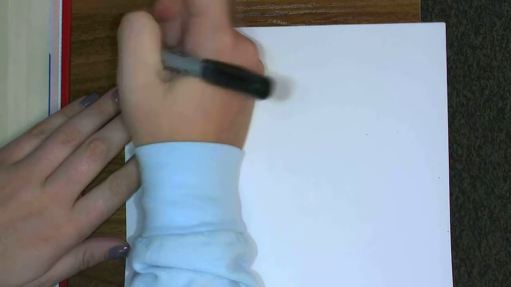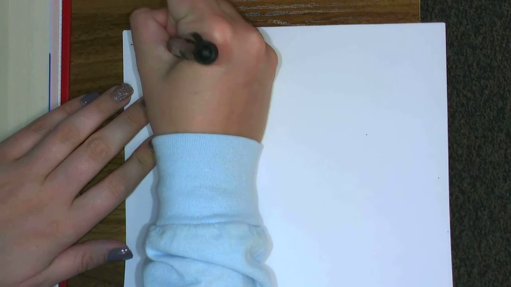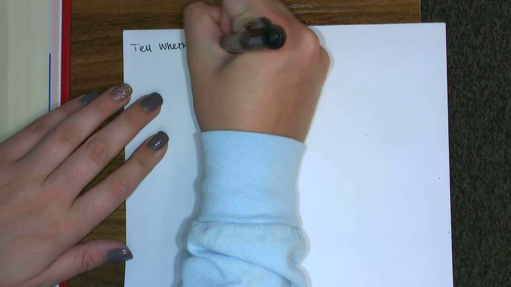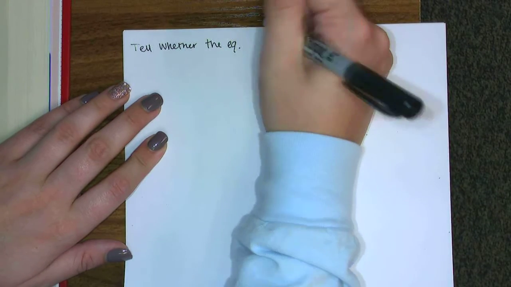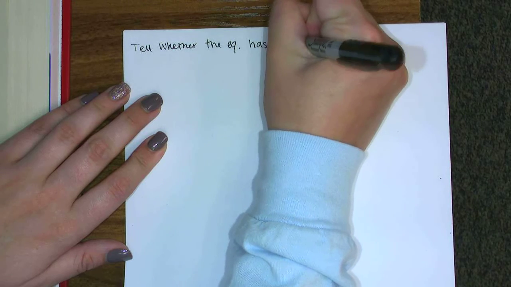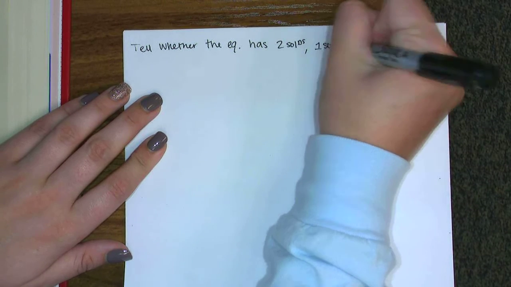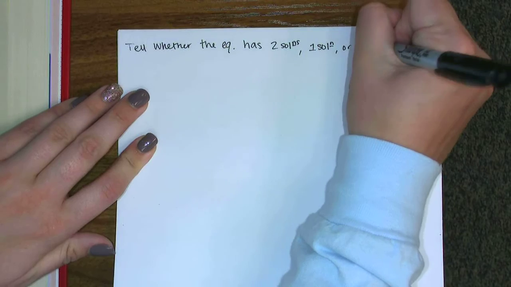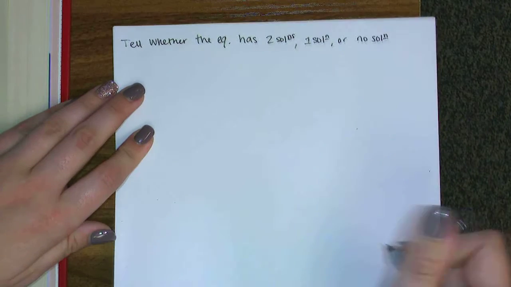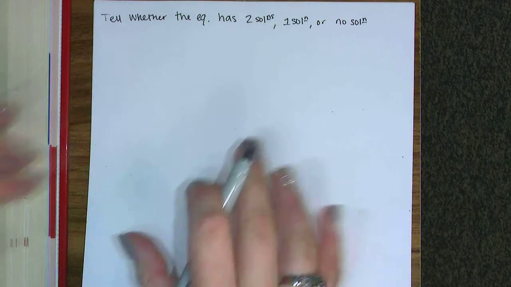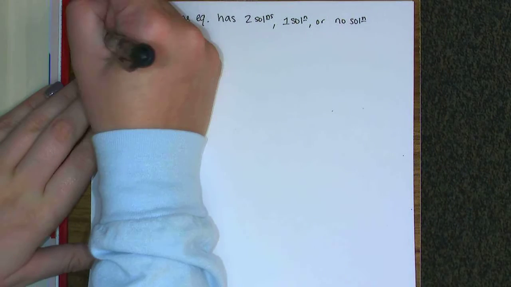Okay, so we're going to start with number 4. These ones say to tell whether the equation, EQ is for equation, has 2 solutions, 1 solution, or no solutions. So that's what it wants us to state. So we're going to start with number 4.